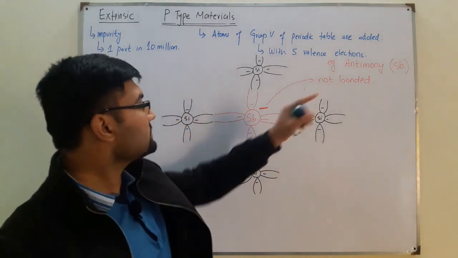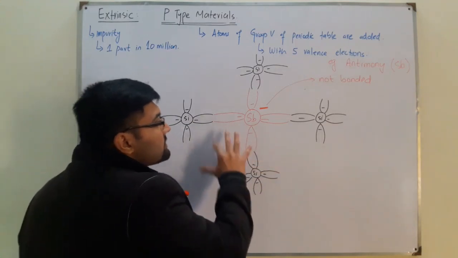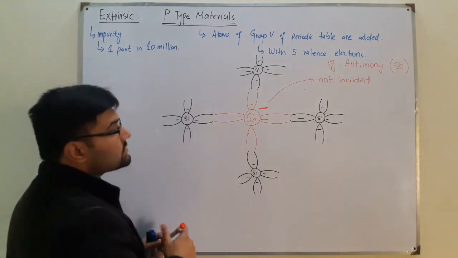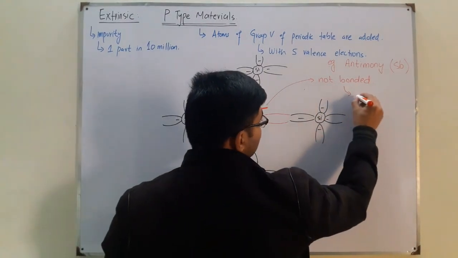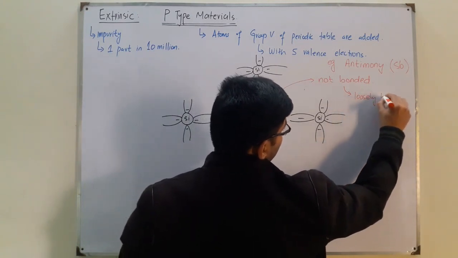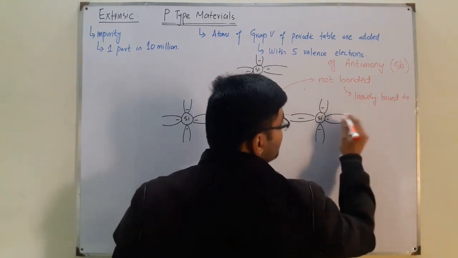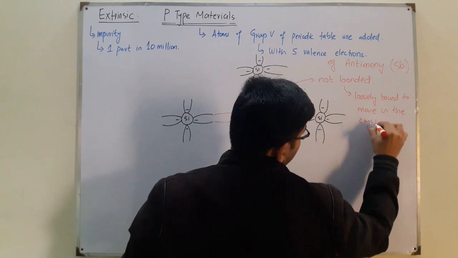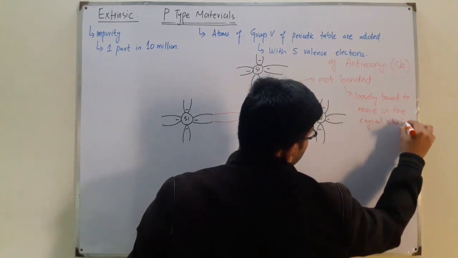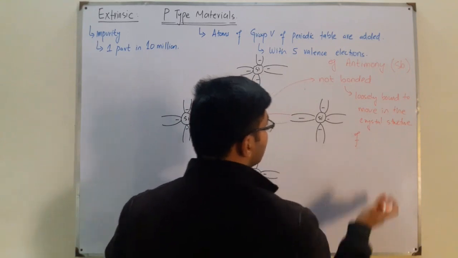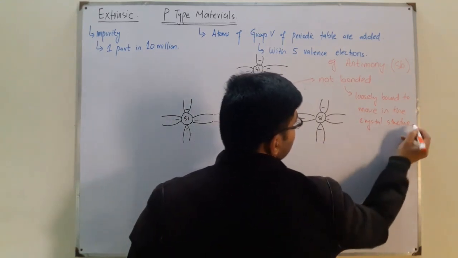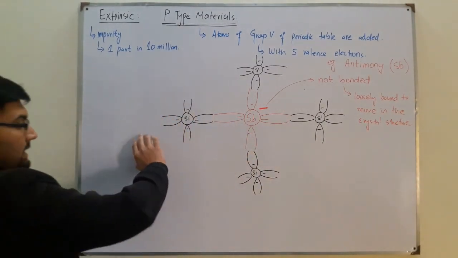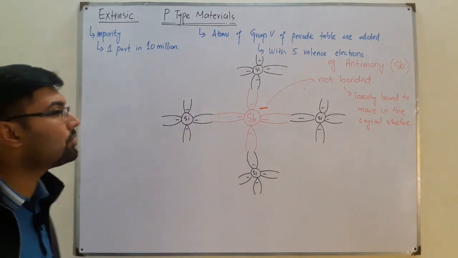And what do you have? This electron is not bonded, and also this is now loosely bonded to this parent atom. How? Because the others have made a covalent bond. The covalent bond is a stronger bond, and this one is loosely bound, so it can move in the crystal structure, right? This crystal structure will repeat, so this electron can move from one antimony atom to another antimony atom.